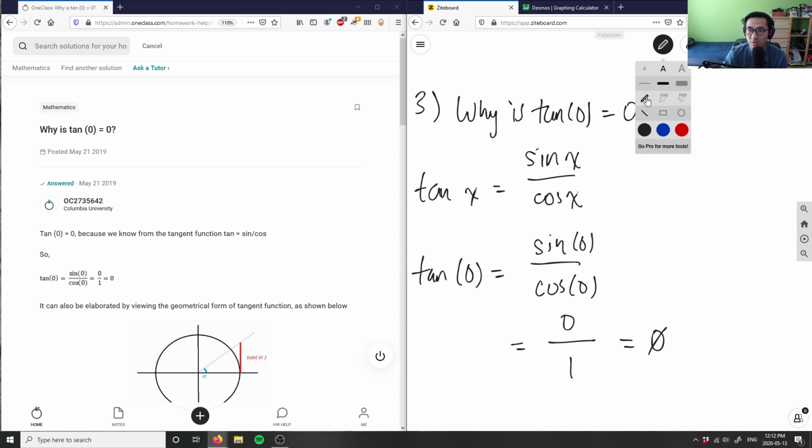You can also graph this function. And tangent x is actually kind of an odd graph to graph here, but you get something like this.